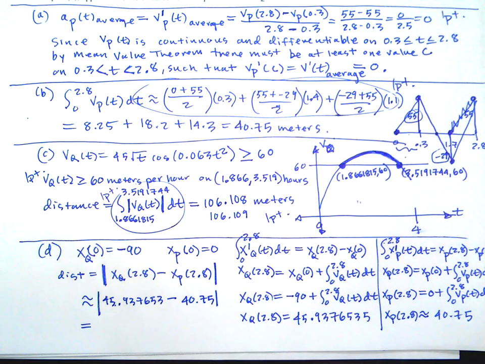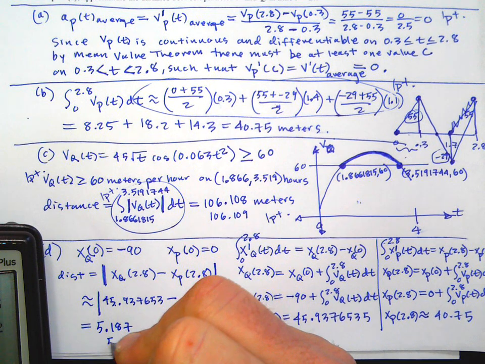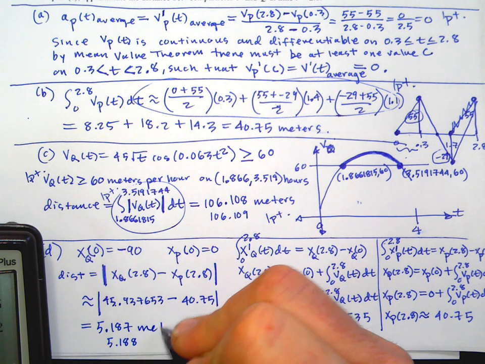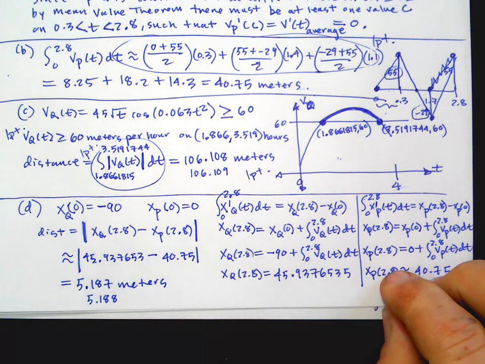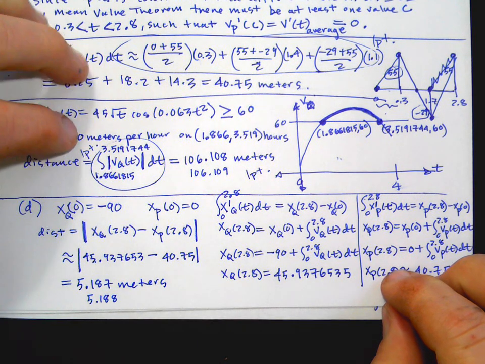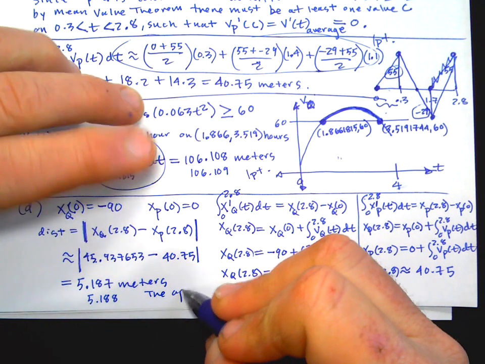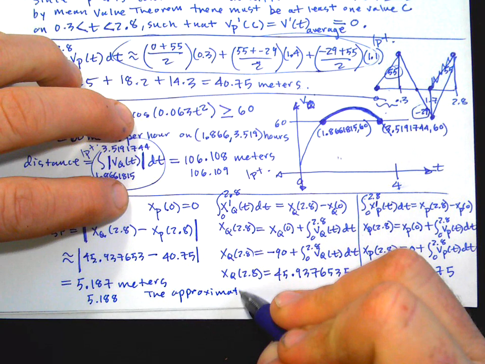That equals 5.187 or 5.188 meters. Let's put the units. So, I mean, we could write this a little nicer. That's all the work. That's the answer. I mean, we could say the approximate, because they did say approximate. This isn't exact because one of our answers is approximate.